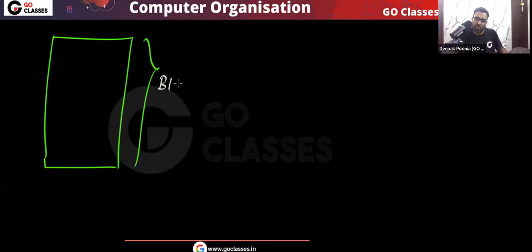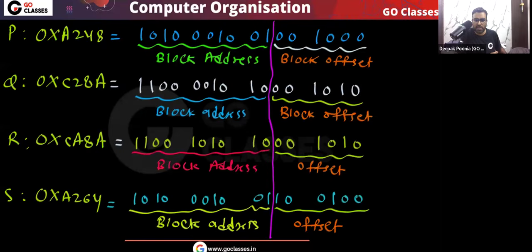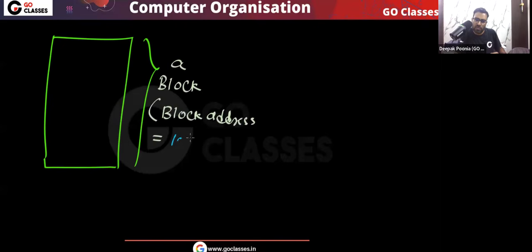Okay, this is a block. And what is its address? What is the block address? Let me write, or I can say block number. So what are the block number or block address? That is basically 001001 in binary. So you can see that this is a block whose block address is this. This is the block address.